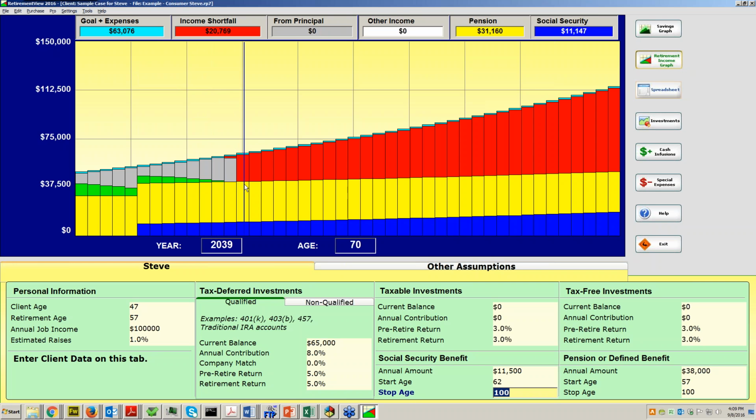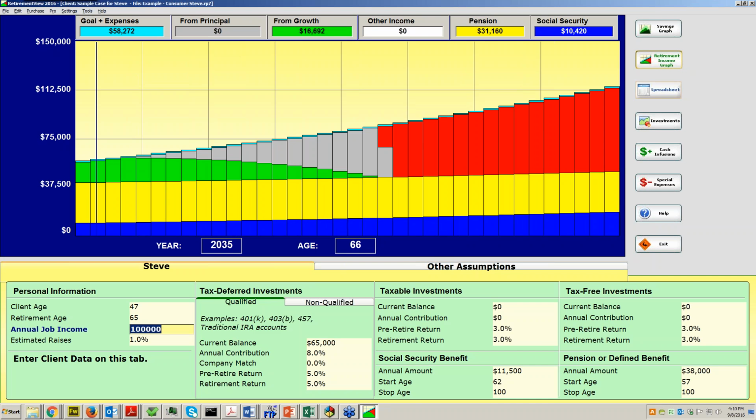So unless Steve has some sort of medical issue, it doesn't look like retiring at 57 is a good idea for Steve, even though he has the pension and the Social Security, which he'll keep getting. Also, I don't know if there's a cost of living adjustment on the pension. He didn't let me know about that. So I'm going to take the retirement age, and I'm going to move it back to 65, which is a very typical retirement age, and I am going to see the effect of that.